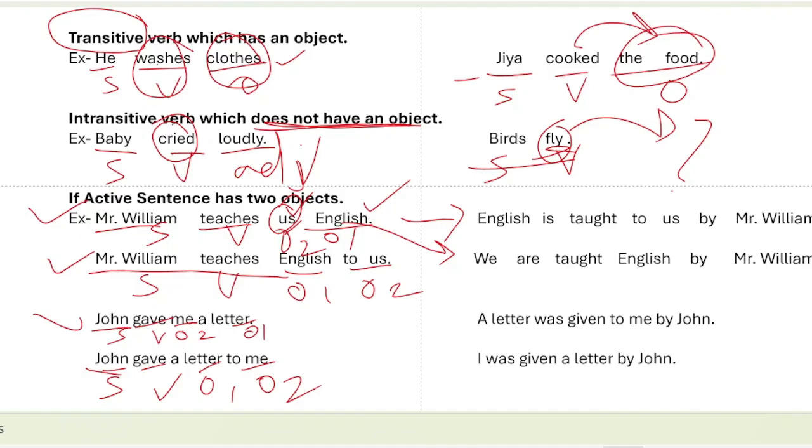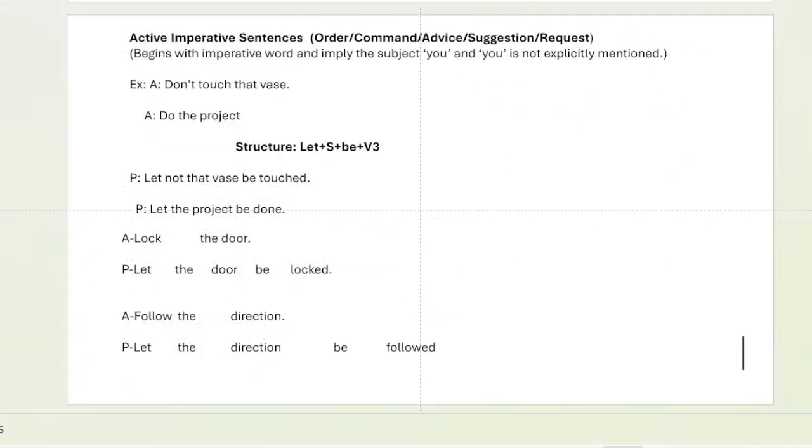Right? Now, in the second sentence, you can see that John gave a letter to me. So, John gave. What did he give? A letter. Letter will be object 1 and me will be object 2. So, you can use either object 1 or object 2 for changing to passive voice. Now here, if you are using object 1, a letter was given to me by John, and if you are using object 2, then I was given a letter by John. I hope this is clear.